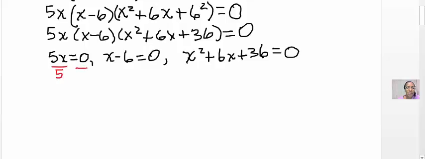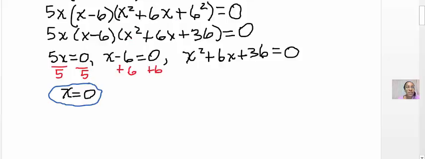For the first equation, 5x equals 0, I divide both sides by 5 and find that x is 0. So that's one of my solutions. Then I add 6 to both sides of the second equation, x minus 6 equals 0, and that tells me x is equal to 6. That's another solution to my equation.